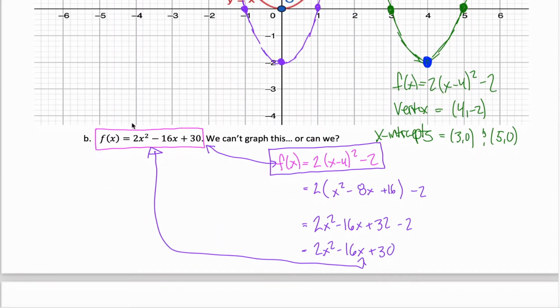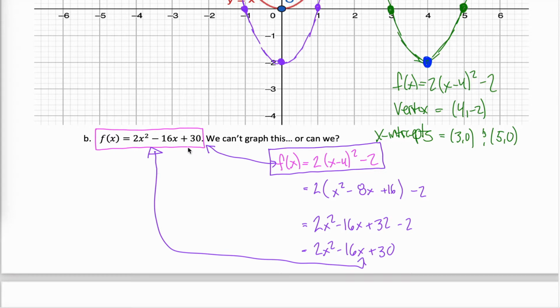The function that we want to graph will be something like f of x equals 2x squared minus 16x plus 30. But using the power of algebra, we were able to show that in fact these are the exact same function, just written in different formats, which kind of provides us with the motivation that we need to learn how to change this format, which we don't currently know how to graph, into this format, which we can graph using what we learned with function transformations.